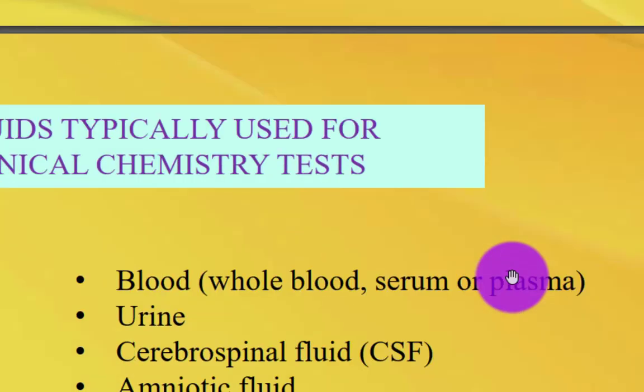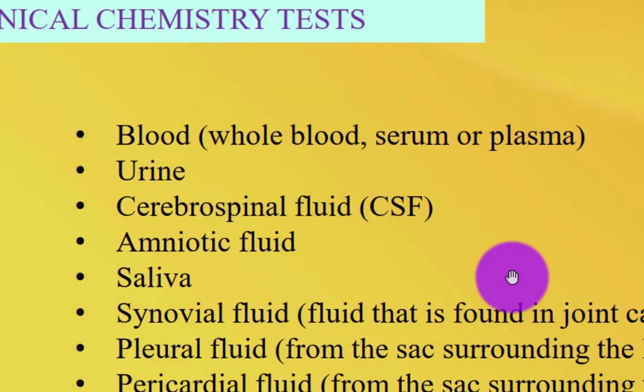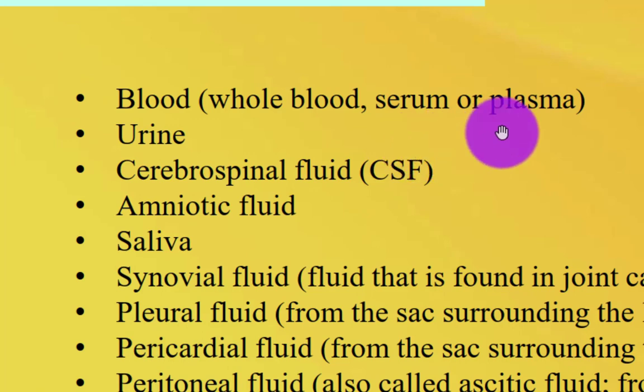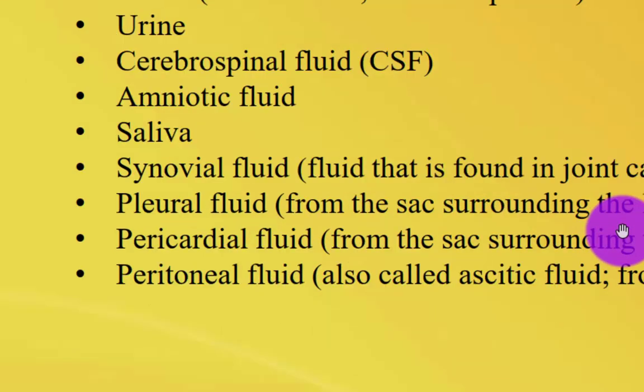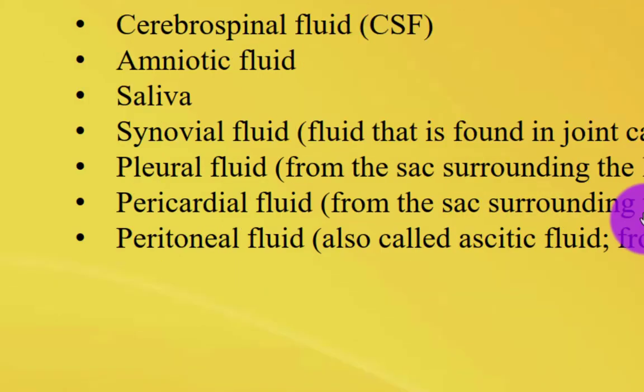Fluids typically used for clinical chemistry tests: blood, whole blood, serum or plasma, urine, cerebrospinal fluid, amniotic fluid, saliva, synovial fluid, fluid that is found in joint cavities, pleural fluid from the sac surrounding the lungs, pericardial fluid from the sac surrounding the heart, peritoneal fluid, also called ascitic fluid from the abdomen.